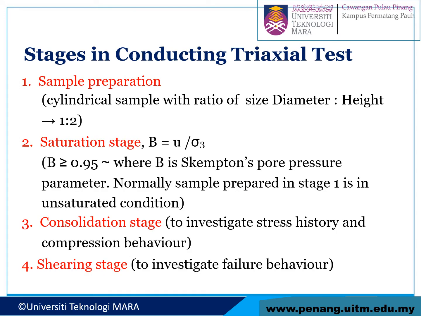Right, the stages in conducting a triaxial test. First, we have the sample preparation: a cylindrical sample with a ratio of diameter to height of 1 to 2. Then the saturation stage, where B is equal to u divided by sigma 3. This one is for the consolidation stage, and this one is for the shearing stage. You have to refer to the stages here, the stages in conducting a triaxial test.